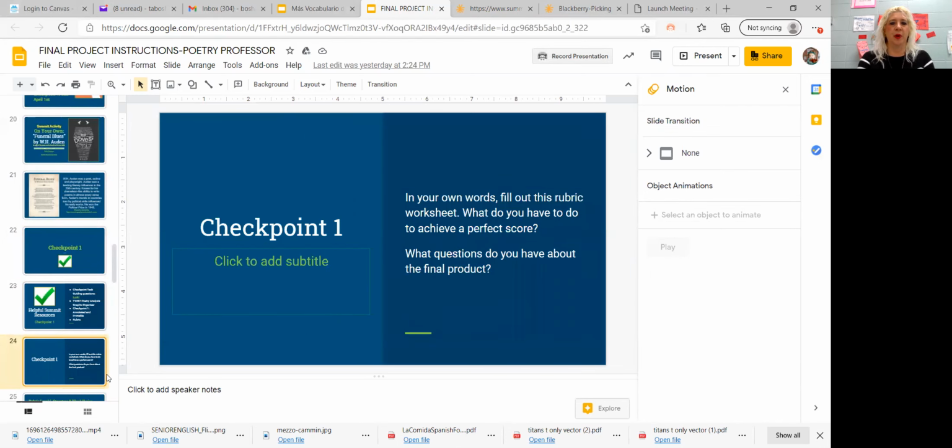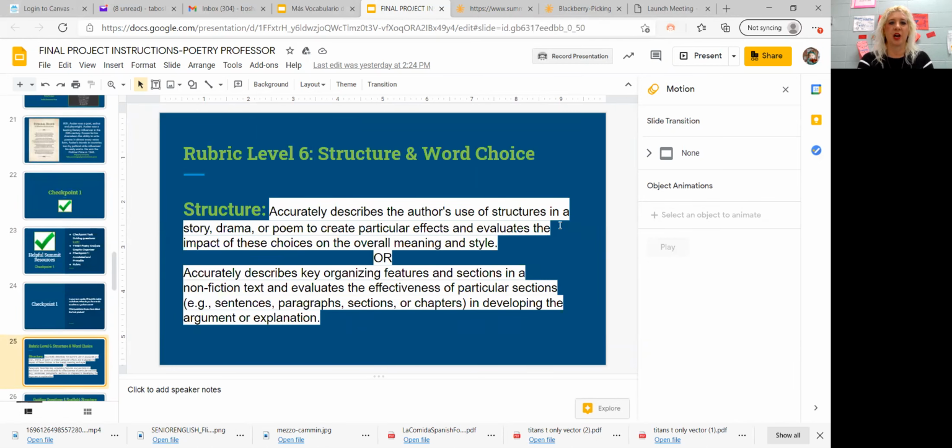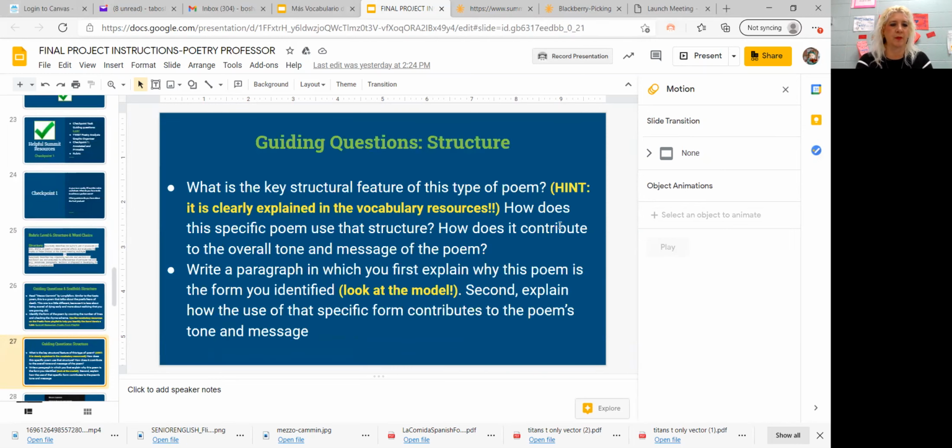Okay, so checkpoint one, fill out the rubric worksheet, answer these two questions. What do you have to do to achieve a perfect score? What questions do you have about the final product? Choose one poem, right, and talk about its structure. You can choose the Mezzocamen or the first one. You do not have to do both of them. Submit it. Okay, checkpoint one.